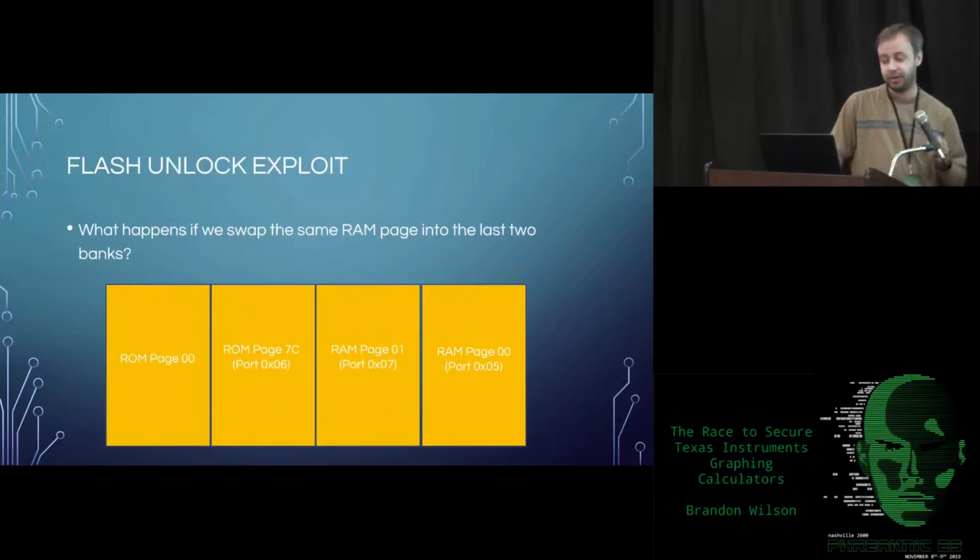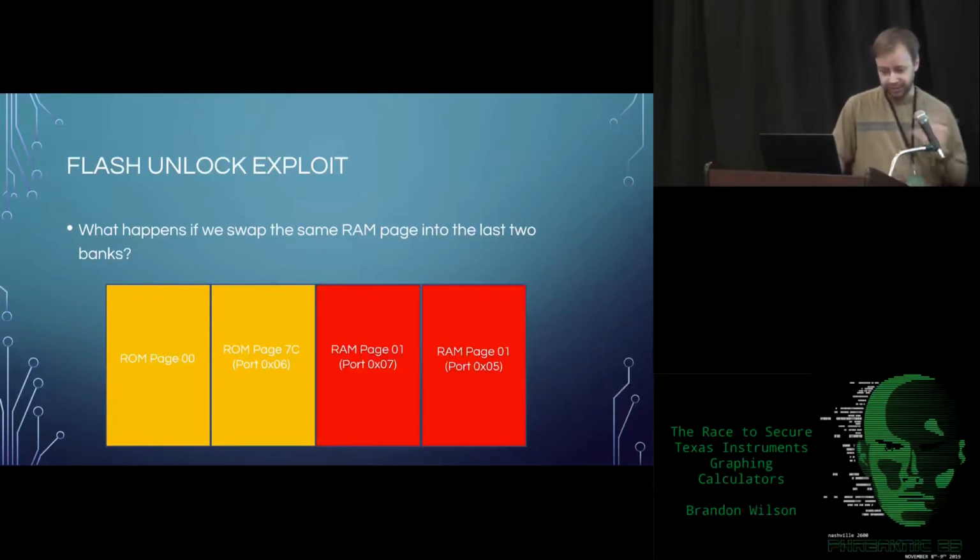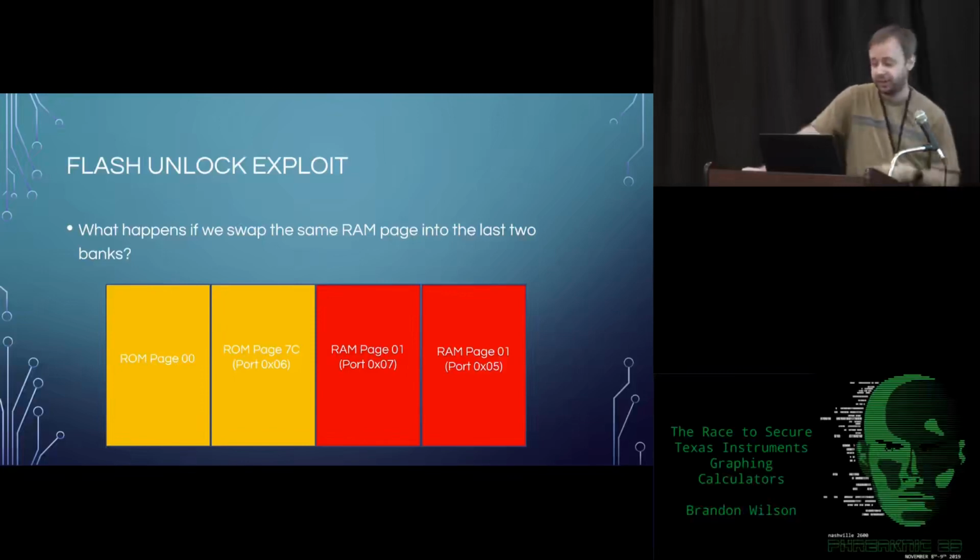So the OS always expects RAM page 1 to be in the third bank, and it always expects RAM page 0 to be in the fourth bank. But what happens if we swap the same RAM page into the last two banks? So both of them have the same RAM page in it. Well, now things are all kinds of screwed up. Even though SP, the stack pointer, has to point in the last bank, and even though it's pointing there, the stack is not there anymore. So now we have the same page swapped into two banks at the same time. So if I were to write a value to the first byte of the third bank, the first red box, I would actually be able to read that same byte from the first byte of the fourth bank, the second red box. So that's definitely very interesting.